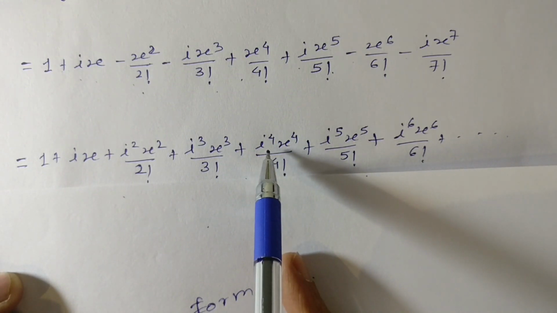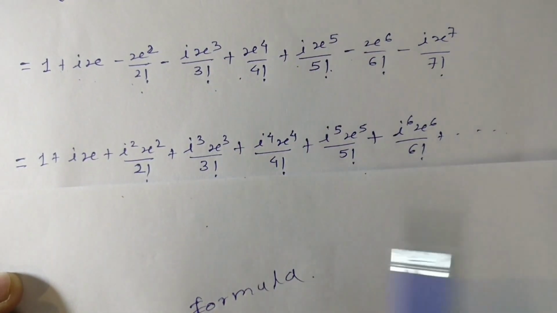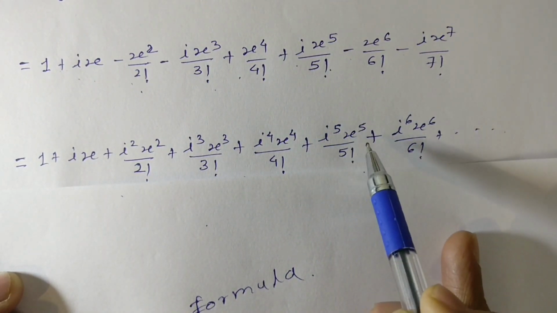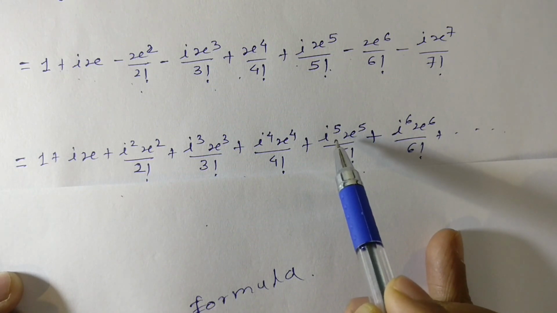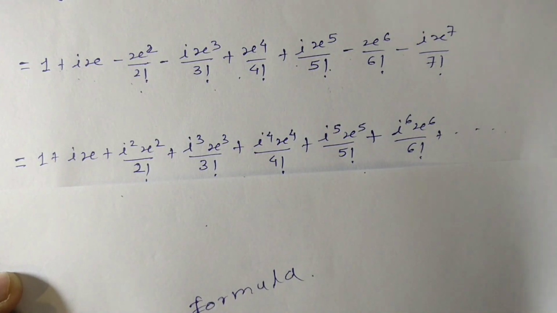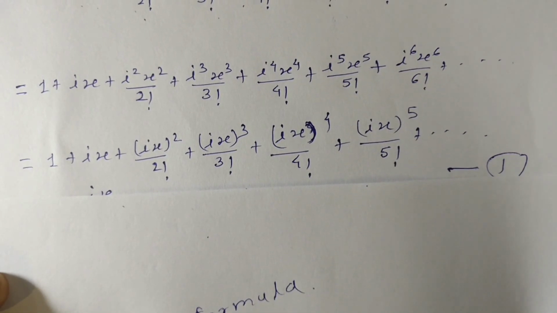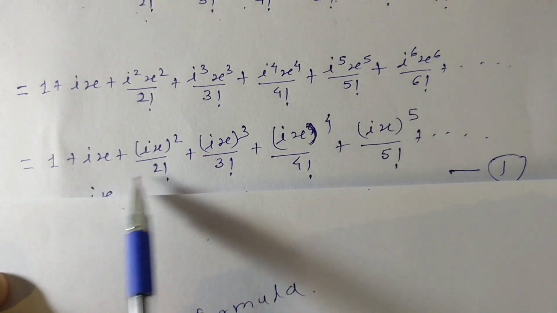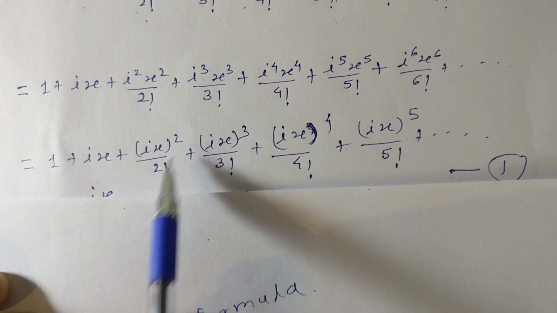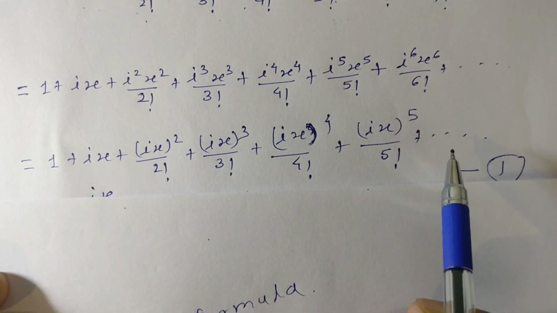Since i raised to 4 is equal to plus 1, this term is as good as writing x raised to 4 by 4 factorial, right? And just go on. This is again i raised to 5 into x raised to 5 by 5 factorial. Since i raised to 4 is plus 1, these two terms are equal. Okay, I have just done a little bit of modification, right? Let's do some manipulation again. I'll put brackets around. So this sum is equal to 1 plus ix, (ix) whole squared by 2 factorial, (ix) whole cubed by 3 factorial, (ix) whole raised to 4 by 4 factorial and so on.